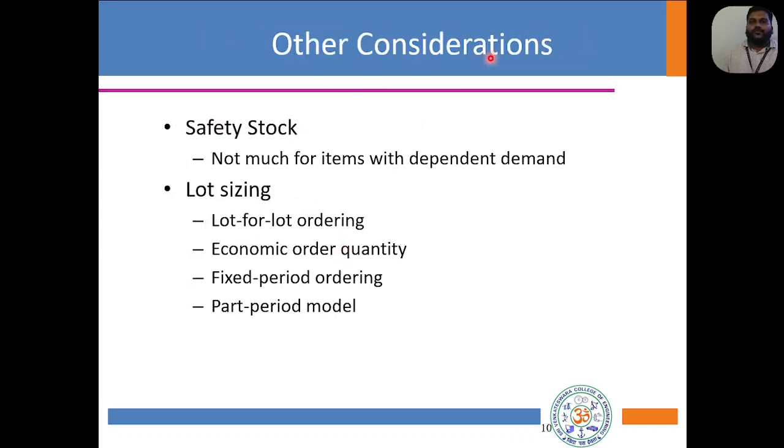So what are the other considerations to be taken into account? Safety stock: not much for items with dependent demand, but it needs to be known for the independent demand. Lot sizing has to be taken into account: lot for lot ordering, economic order quantity, fixed period ordering, and part period model.